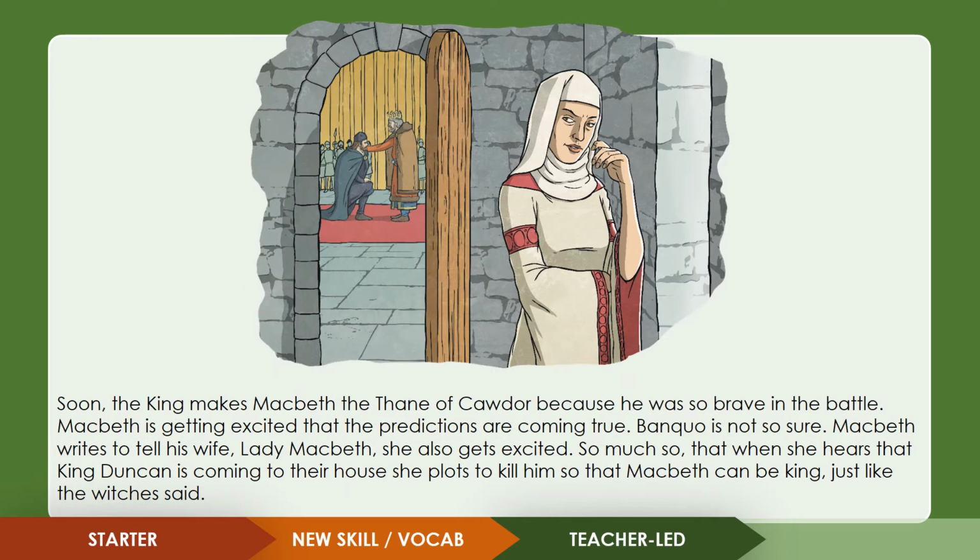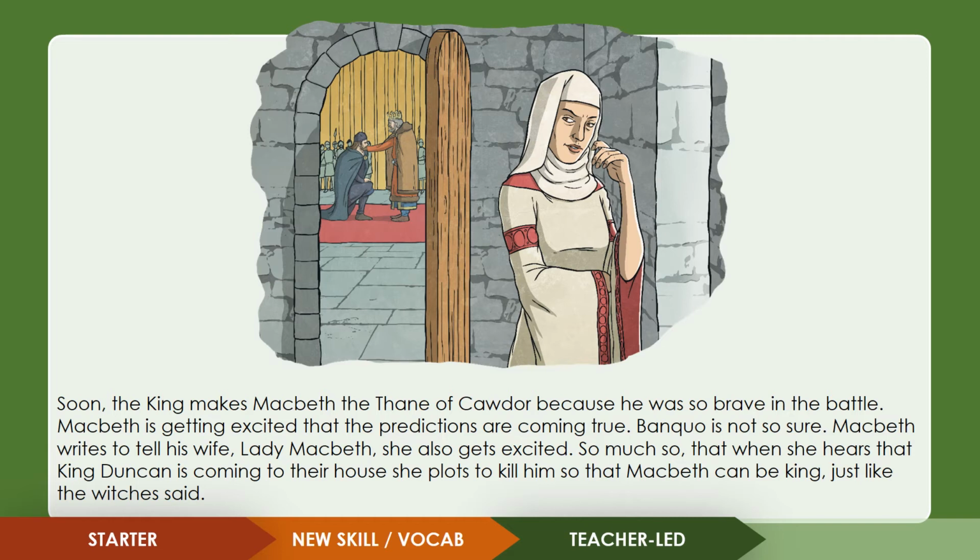So soon, the king makes Macbeth the Thane of Cawdor because he was so brave in battle. So Macbeth is getting excited now and happy because the predictions seem to be coming true. Banquo, however, is not so sure and is quite wary of the witches. Macbeth writes to tell his wife, Lady Macbeth, who also gets excited at the prospect of becoming queen.